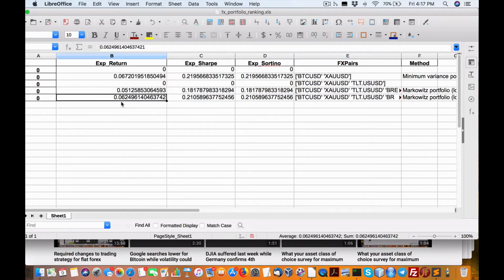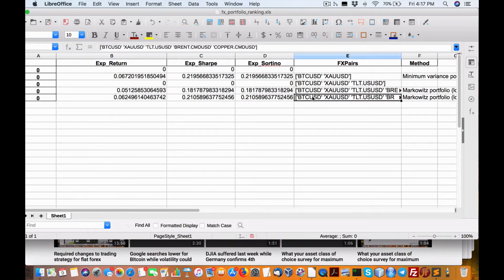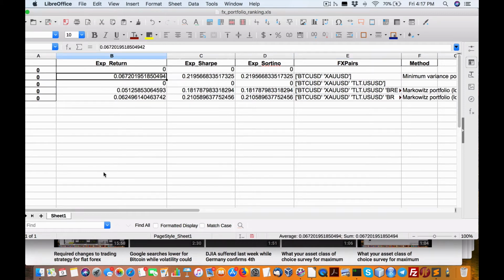Or you could get 6.2% expected daily return using these 5, is it 5 or 4? Bitcoin, gold, US Treasury, Brent oil, and copper. So in my mind, if I was to go with it, you want to go with, let's say, $1,000 and put Bitcoin and gold to work to get that kind of return, 6.7.